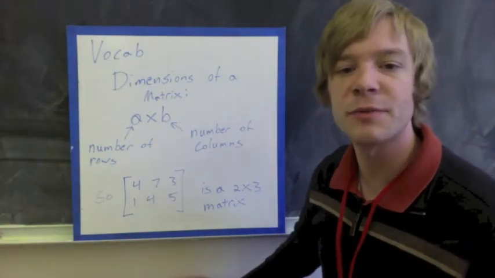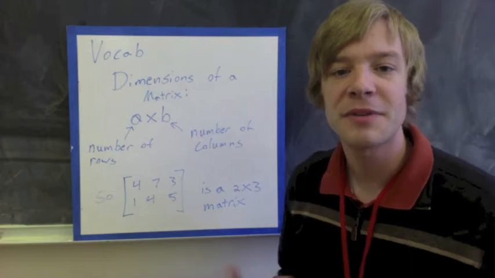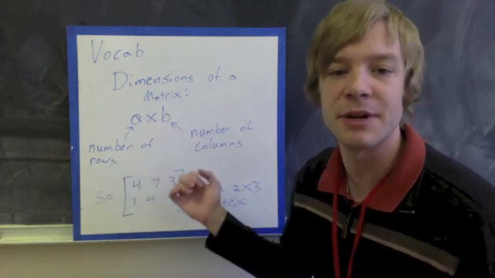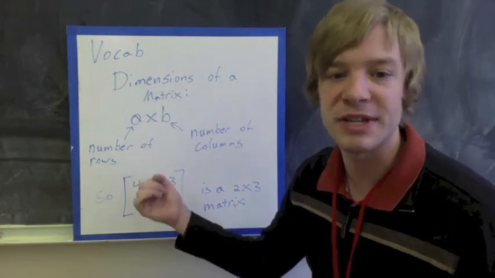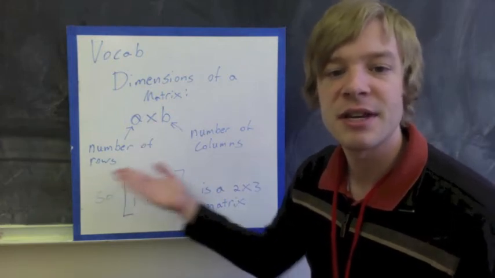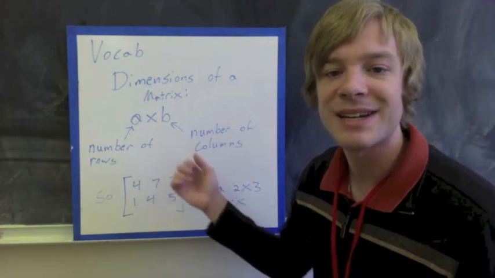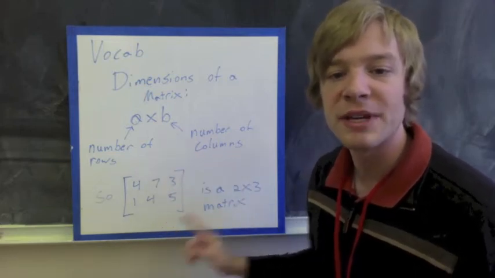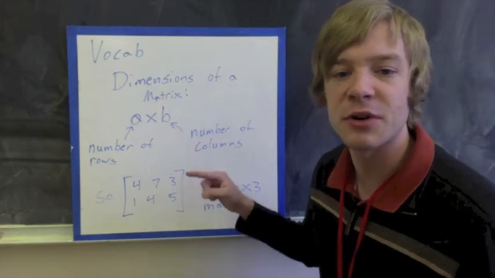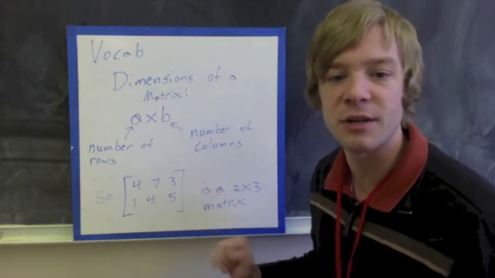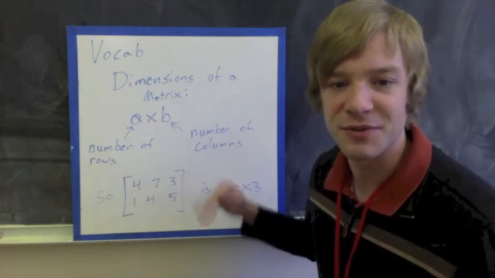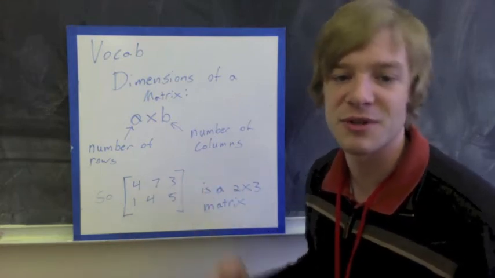Alright, so first off, a little bit of vocab. When I'm talking about the dimensions of a matrix, we usually say it's some number by some number. The first number, I'm just using A to represent this, is the number of rows. The second number is the number of columns. So for instance, this matrix right here would be a 2 by 3 matrix because there are 2 rows and 3 columns. Remember, rows are the vertical ones and columns are horizontal.